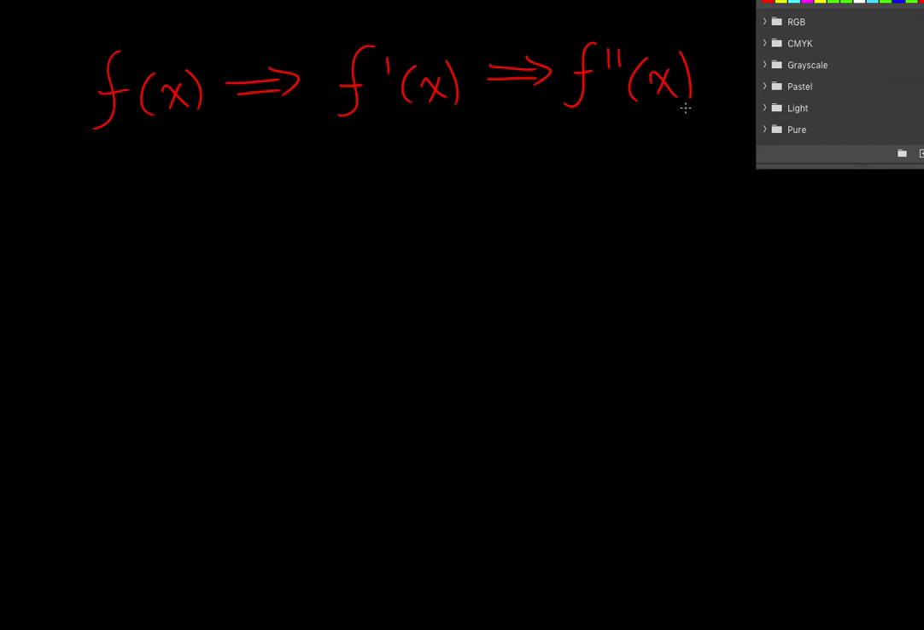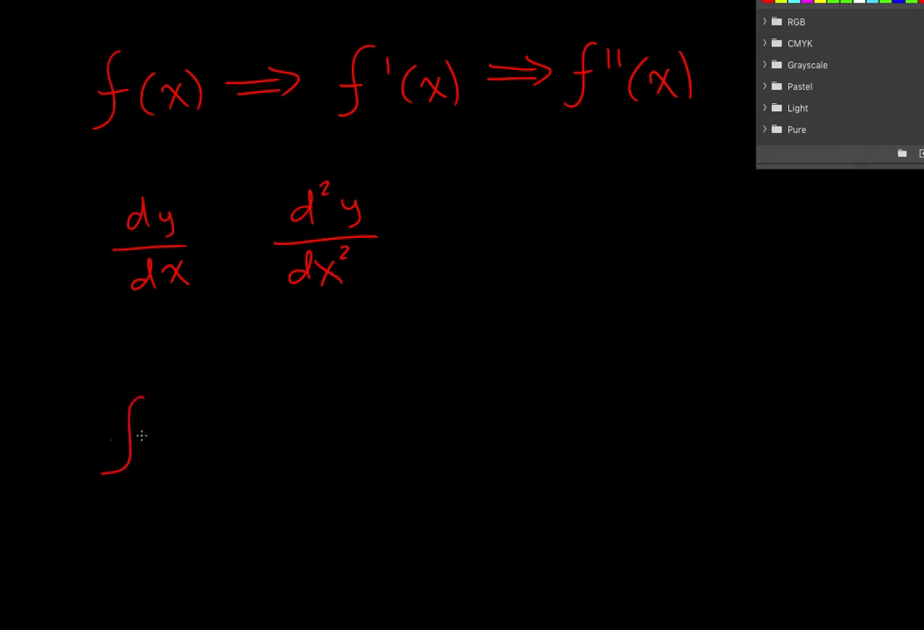Okay, so that's the notation, and then remember derivative can be written as dy dx, and if you take the second derivative, it's d squared y over dx squared. Okay, so that's the different notation. Either it's double prime or d squared y over dx squared. All right, let's just do these real quick.